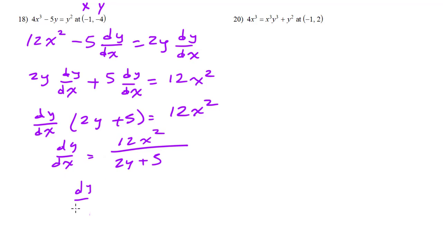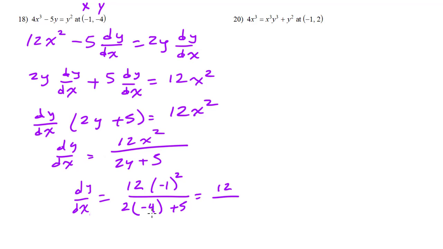So all we have to do now is to put in our values for x and y. So 12 for x, we're going to put in negative 1. And then for y, we're going to put in negative 4. And simplify that, make sure we square that. On top, we're going to get 12, it looks like. On bottom, we get negative 8 plus 5, which is negative 3. The slope of negative 4.